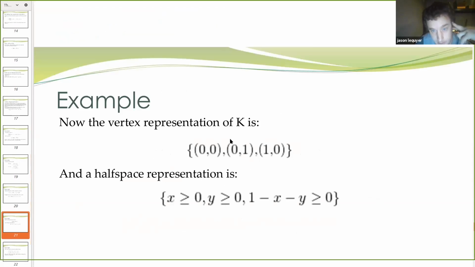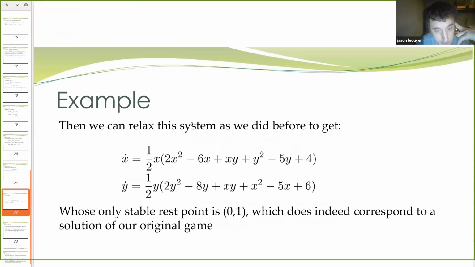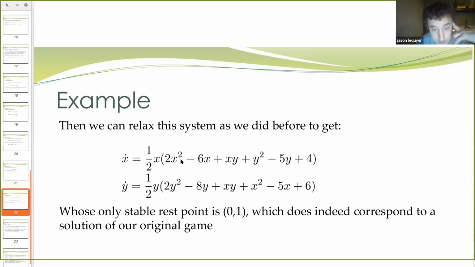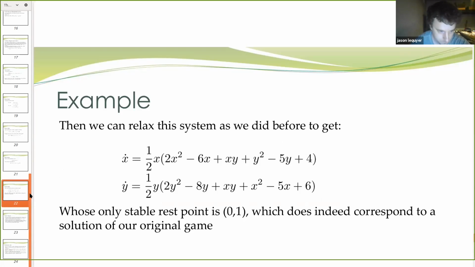The vertex representation of K is this, and the half space representation is this. We can relax our system as we did before to get this. This is essentially exactly as I described: we take these half space representations, multiply them out front, take the lines connecting these vertices, sum it all up, and this is what we get. We can call this, if you will, the replicator dynamics associated to our GNSC. This GNSC doesn't correspond to any particular evolutionary game, it's just a GNSC. The only stable rest point is (0, 1), which does indeed correspond to a solution of the original game, but just one of them.